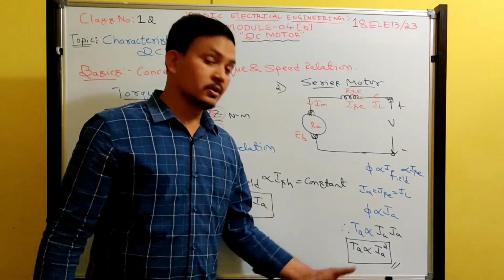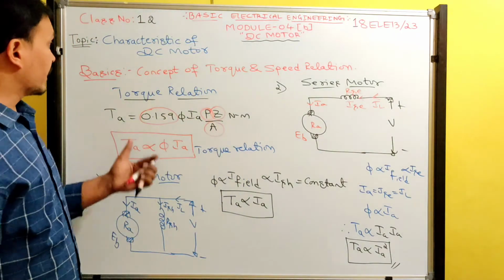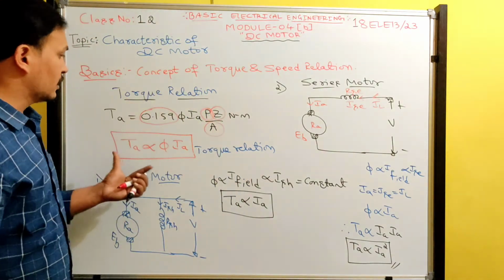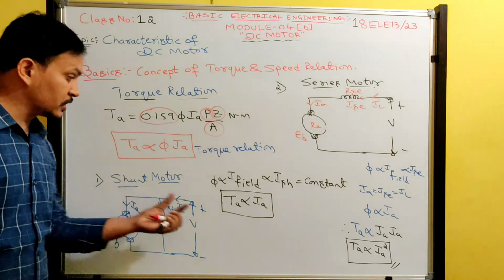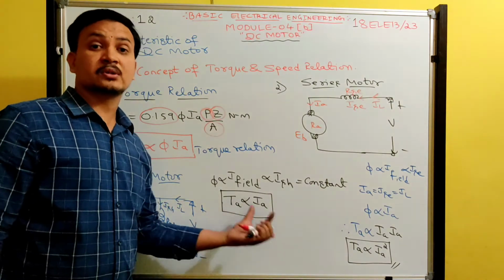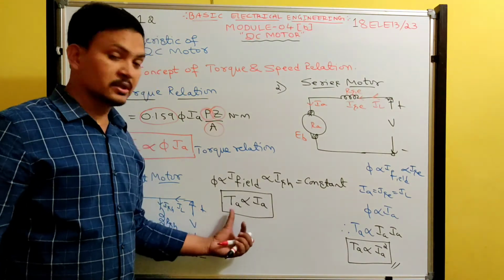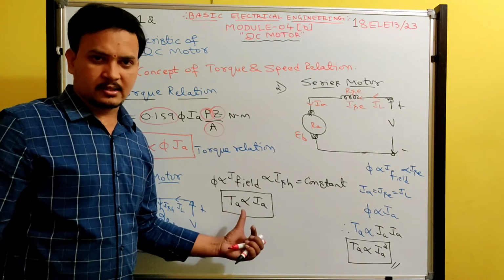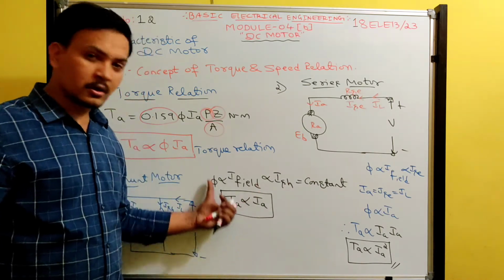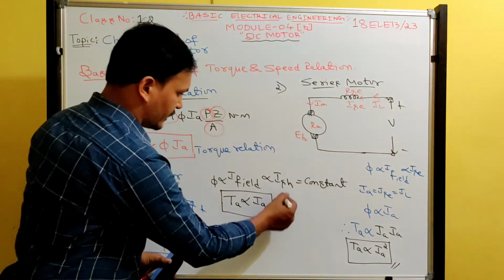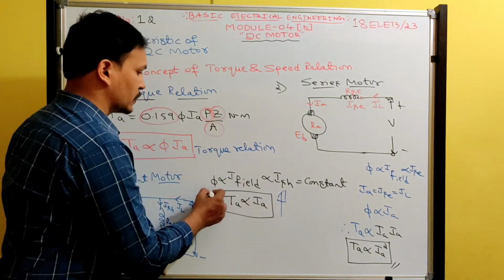So finally, what you must remember is the torque relation for the shunt motor: Ta is proportional to Ia. What is the relation between these two? Straight line characteristics. If current increases, torque also increases.